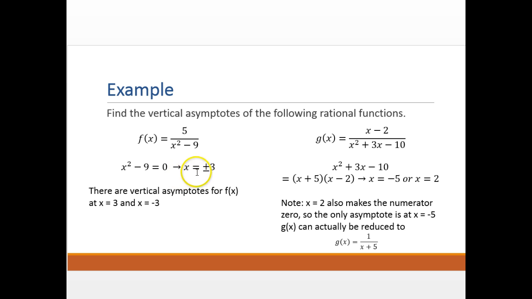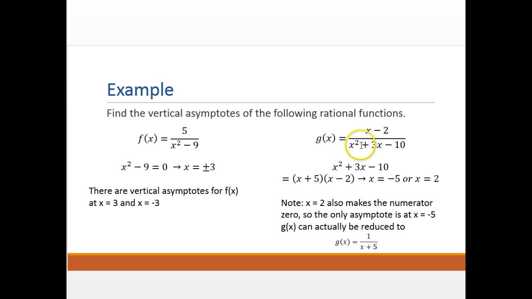Let's look at these couple examples. We have f of x equals 5 over x squared minus 9. To find the vertical asymptote here, all I do is set my denominator equal to 0. So x squared minus 9 equals 0. So that means x is plus or minus 3. Well, my numerator is constant, so it'll never be 0. So therefore I have vertical asymptotes at x equals 3 and x equals negative 3.